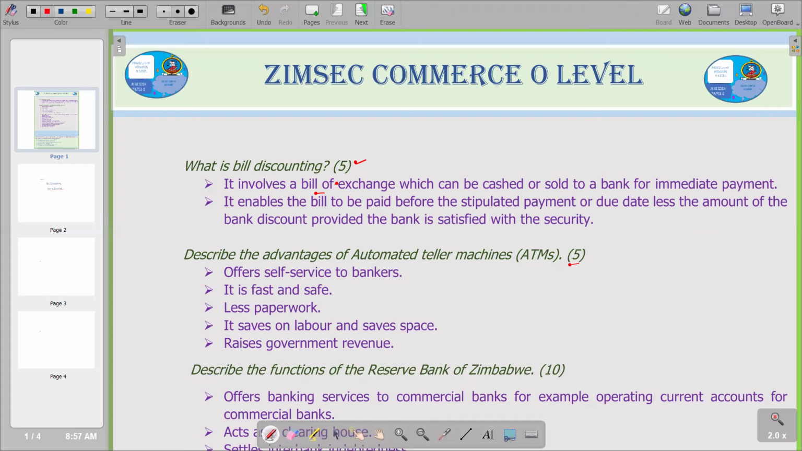So we've got points that are pointing out benefits or advantages of using these ATMs. The first one that we have is that it offers self-service to bankers.